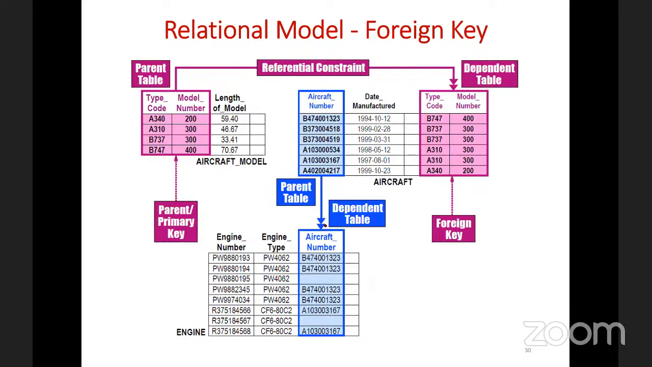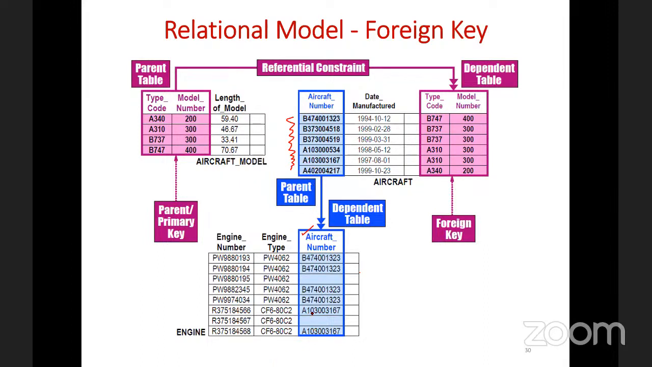Now a foreign key may be part of the primary key in some table, for example in the engine table. But for any attribute to be a foreign key in this table, it must be a primary key in some other table. So what is happening here? Remember, when we are writing aircraft number, it will take any of the existing values here. It cannot take any value outside of it.